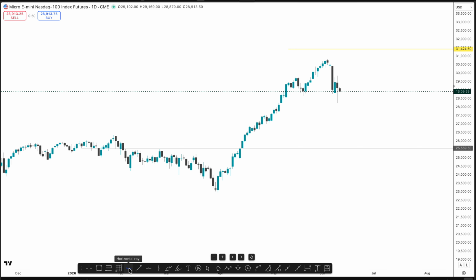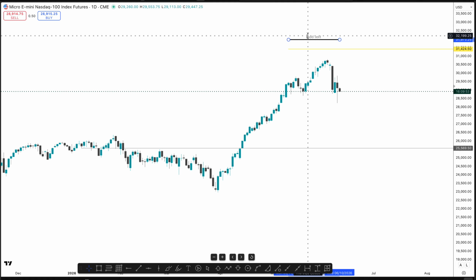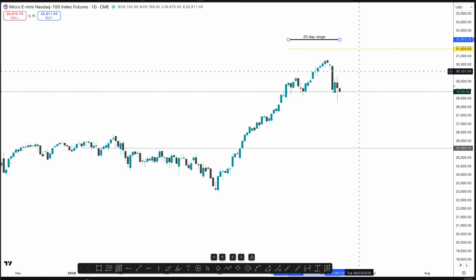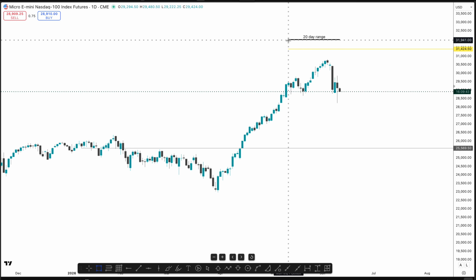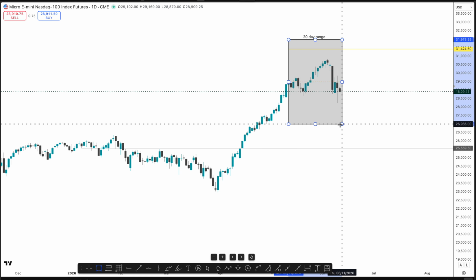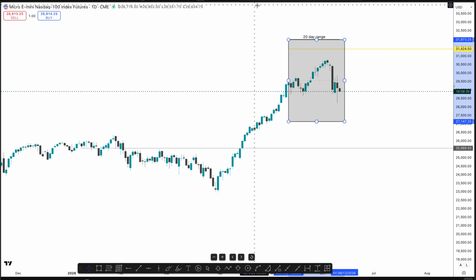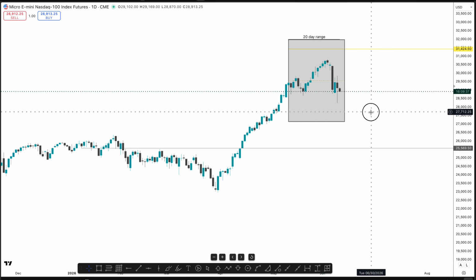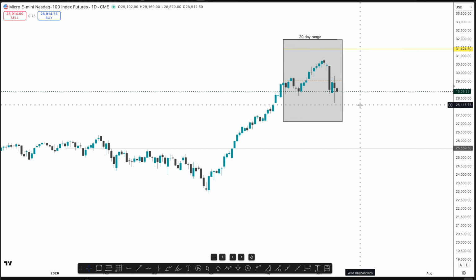In actuality, I should probably use a range here. I don't always use these. And I'll label it 20-day range. In this 20-day range, which we can highlight with the square here, right? In this 20-day range, I'm looking to see what my direction is.